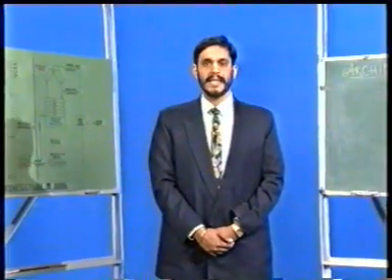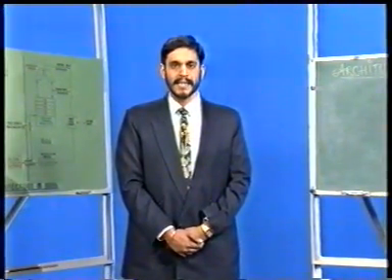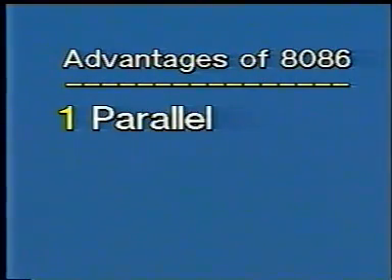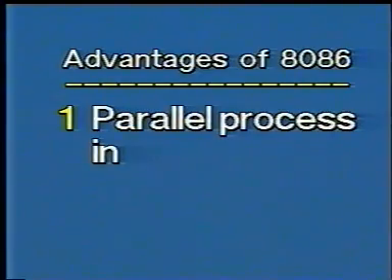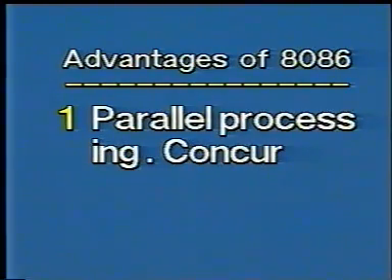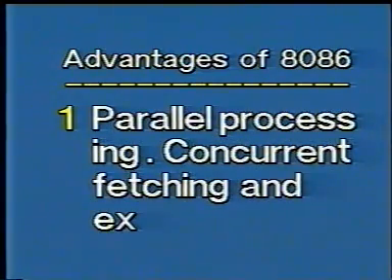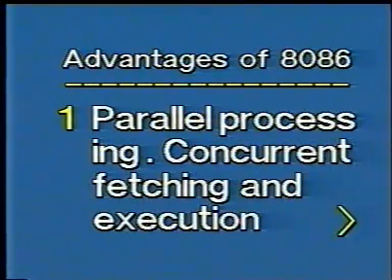Let us first of all see the advantages which 8086 has over the 8-bit 8085. The first advantage of 8086 is that of parallel processing. In 8085, the processes of fetch and execution do not proceed simultaneously. The opcode is first fetched from the memory by the memory read operation. Then this opcode is decoded and executed. During execution, the memory system is idle and there is no fetch operation.